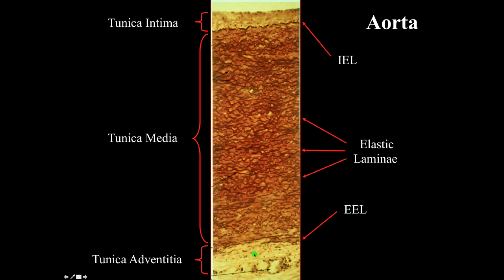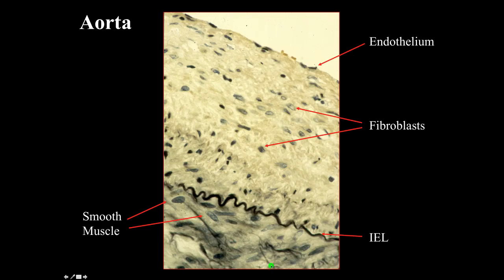And then here's a portion of the tunica adventitia, and here's a profile of a blood vessel in the tunica adventitia. Just a higher power view of the aorta. You can see here this portion of the tunica intima.